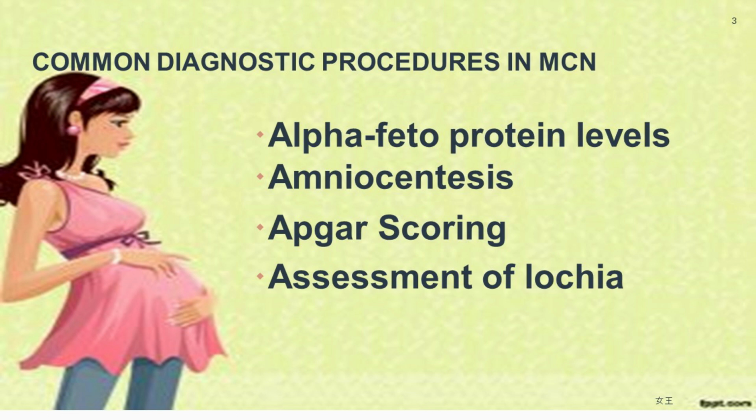Assessment of lochia. Purpose: to detect the presence of infection and bleeding. Nursing alert: the normal color of lochia is as follows. Lochia rubra, reddish, 1 to 3 days postpartum. Lochia serosa, brownish, 4 to 10 days postpartum. Lochia alba, whitish, 10 to 14 days postpartum.